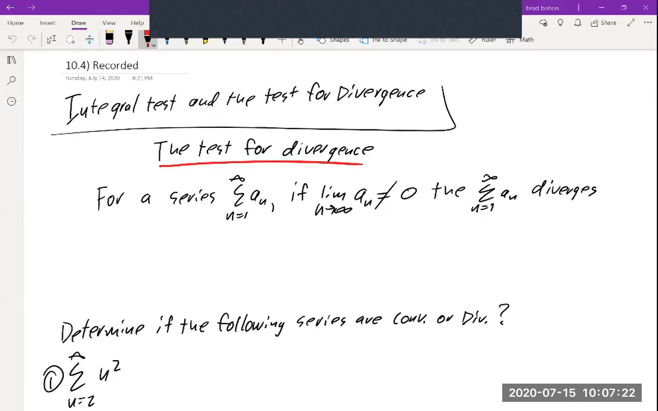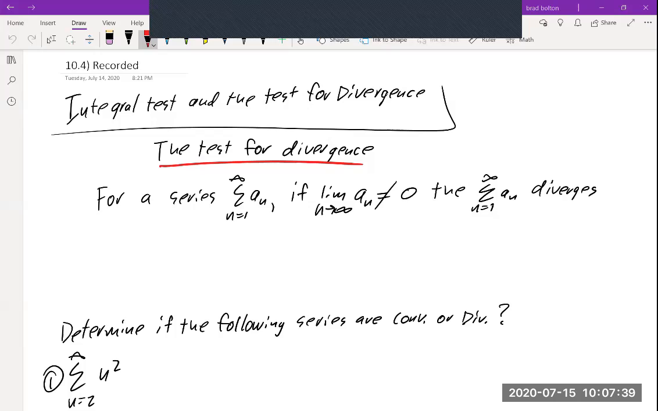The test for divergence is basically the greatest test ever in this chapter because it will allow us to do very little work and figure out divergence, okay? However, there's something you have to remember. Okay, well, let me read it to you first, and then we'll talk about that.